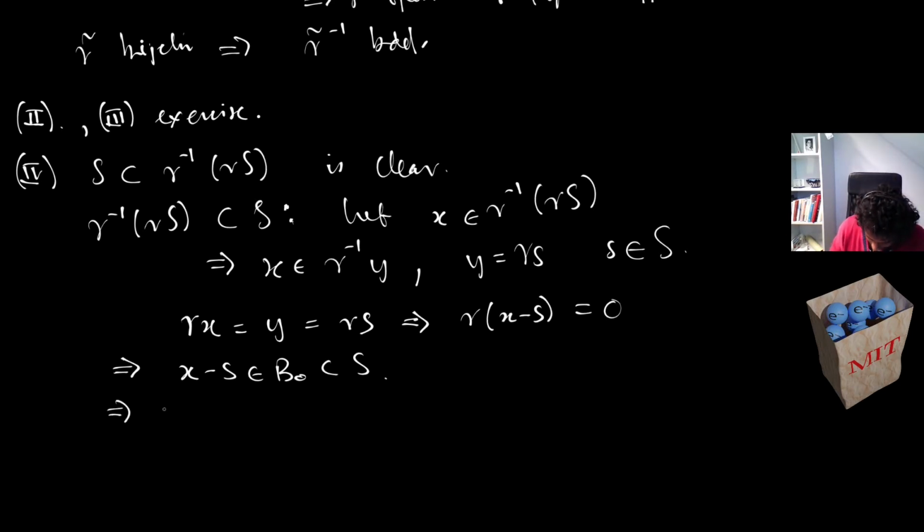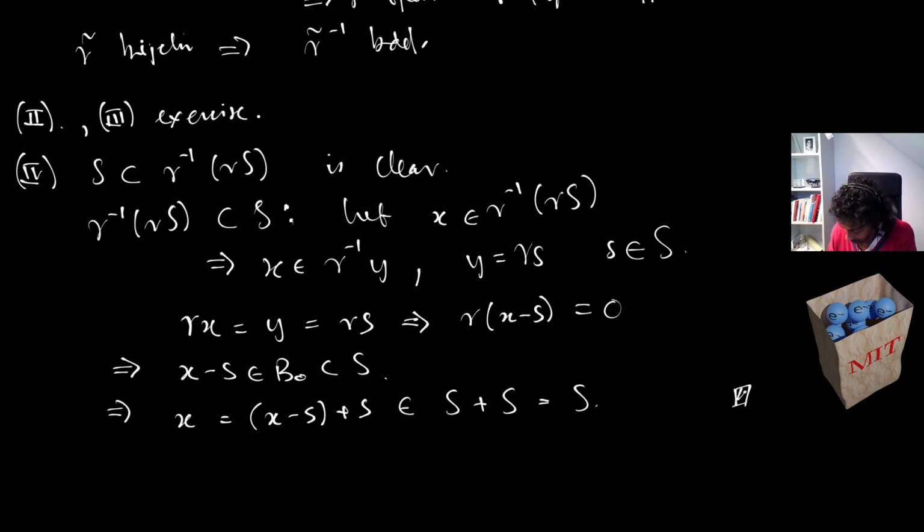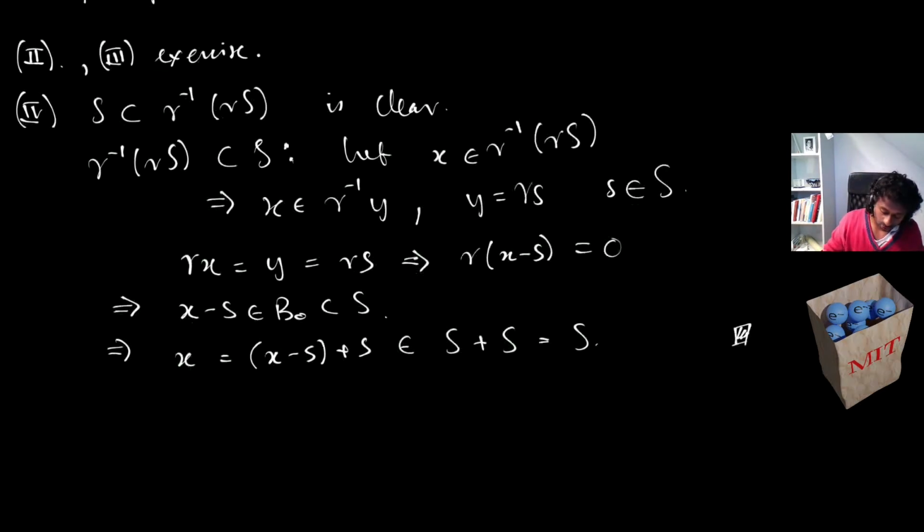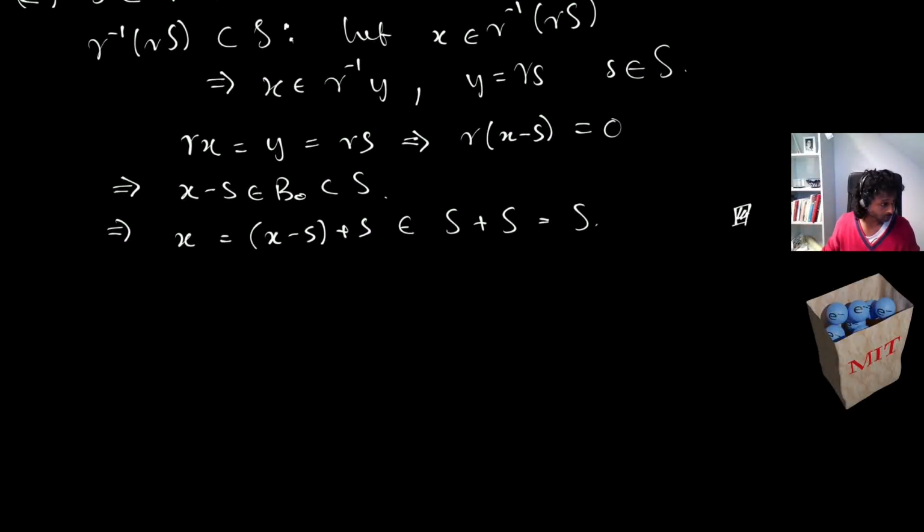So that means that I can now write x as equal to x minus s plus s. So clearly this is in S plus S, which is equal to S. So this is really why we need to only consider these subspaces S sitting between B0 and B1. What this proposition is telling you is something very intuitive. I just wanted to spell it out because it's at the center of everything we're going to do from now on. It's a very simple thing, but it's at the center of everything.